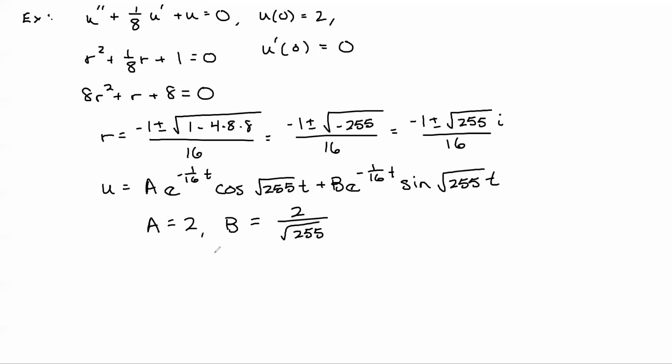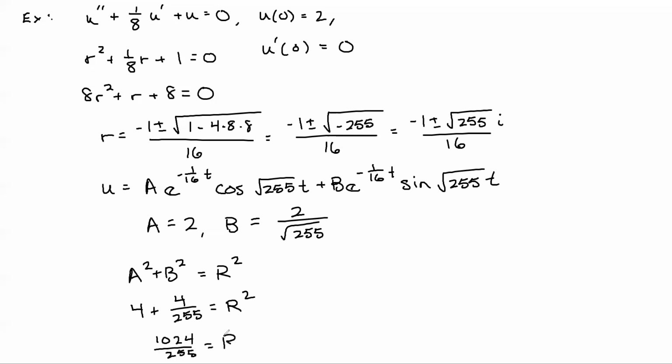So I'll go ahead and write out the next step because we've only done it once, and that is, from here you want to solve for r, so use a squared plus b squared equals r squared. So that's going to be 4 plus 4 over 255 equals r squared. And if you get common denominators here, that's going to be 1024 over 255 equals r squared. And taking the square root, the square root of 1024 is actually 32. So we're going to have 32 over root 255 equals r.